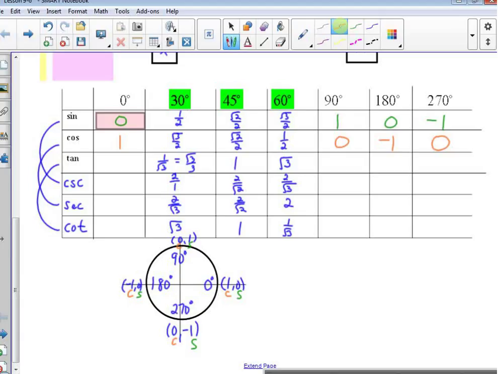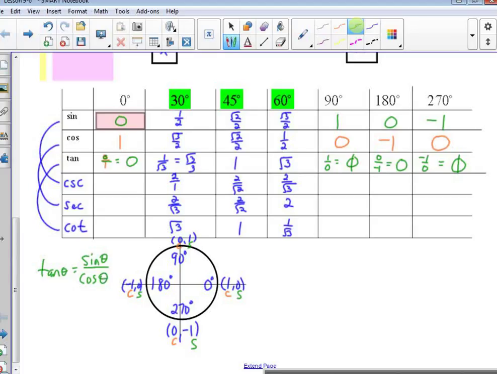Now, tangent is sine divided by cosine. So all we have to do is take 0 divided by 1 here. And that's equal to 0. These would be 1 divided by 0. That's undefined. 0 divided by negative 1, 0, and negative 1 divided by 0, that's undefined. So for tangent I'm literally taking sine divided by cosine.